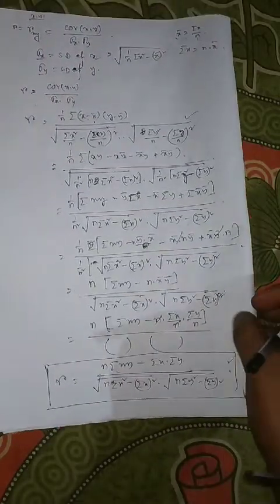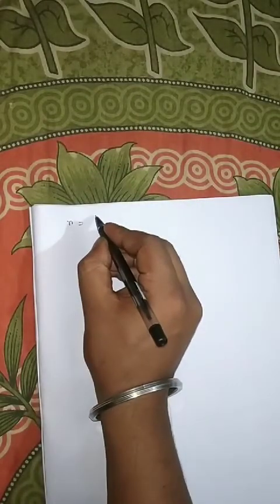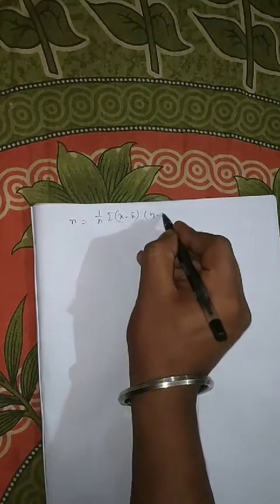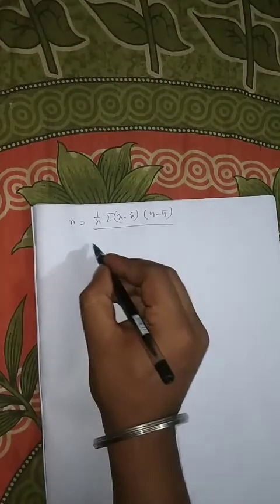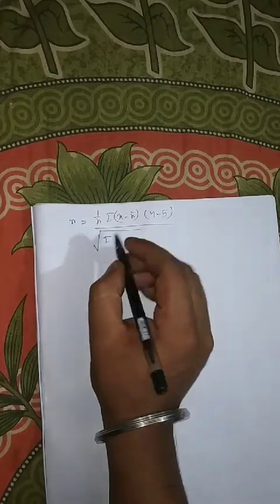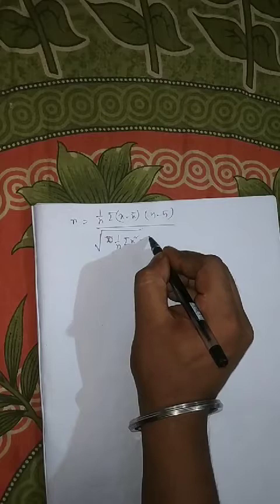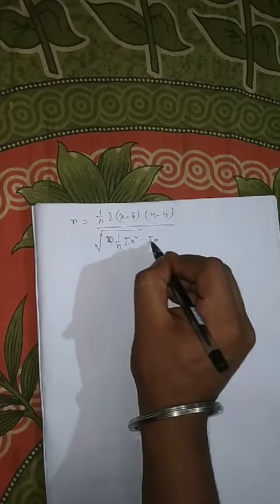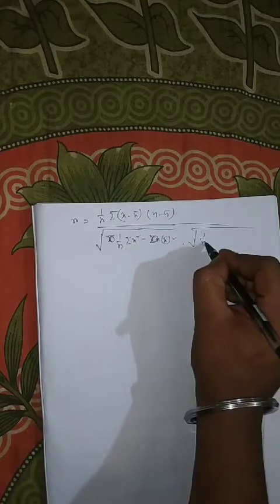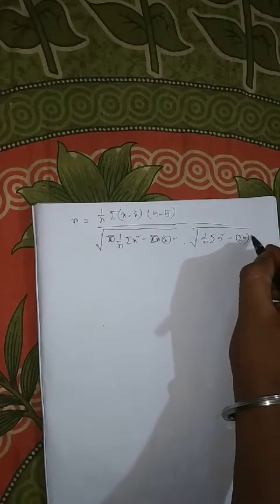Now we can also use another formula, which is r equals 1 by n summation x minus x bar, y minus y bar, divided by root under 1 by n summation x square minus x bar square, into root under 1 by n summation y square minus y bar square.